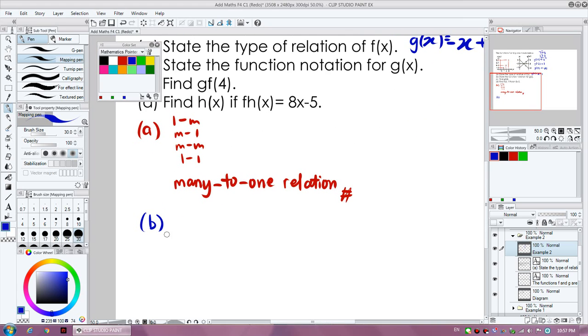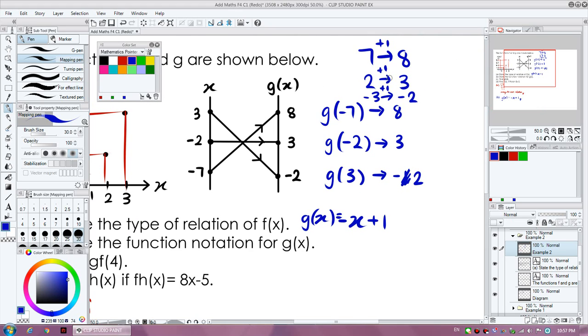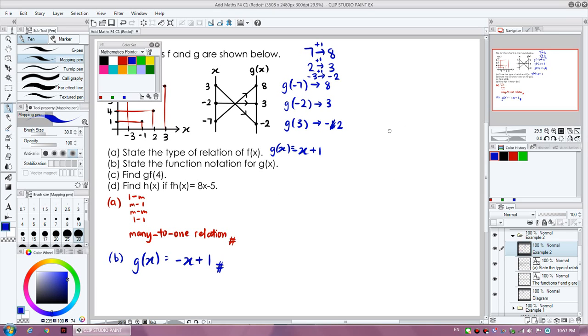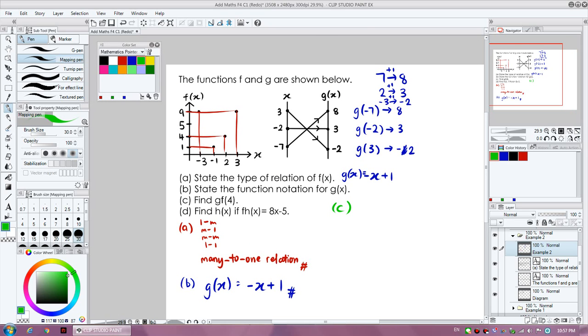Let me just write over here. g(x) equals -x plus 1. So through this equation, all these objects turn into their corresponding images. So now that that's done, we get into something less about theory. Let's have a look at question C then. Find gf with the object being 4.